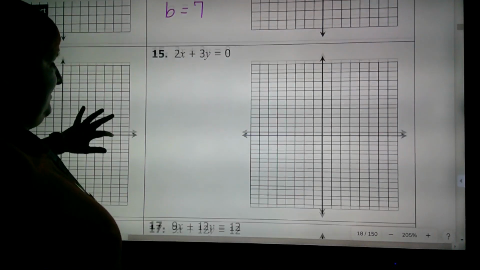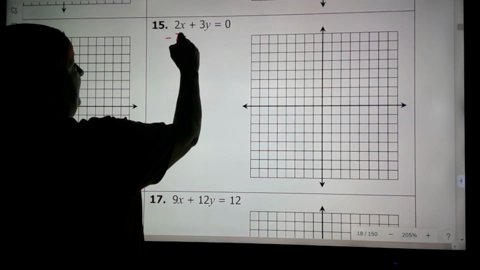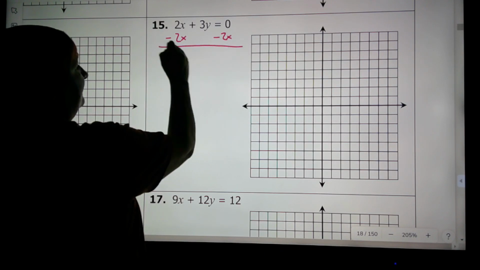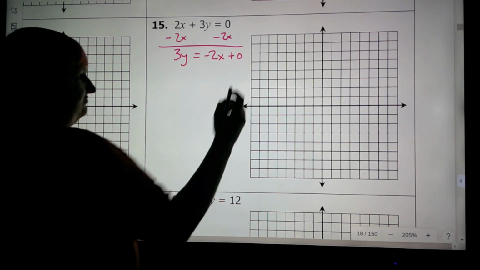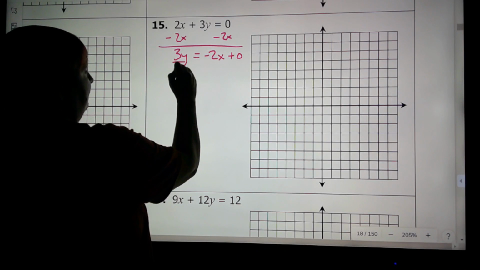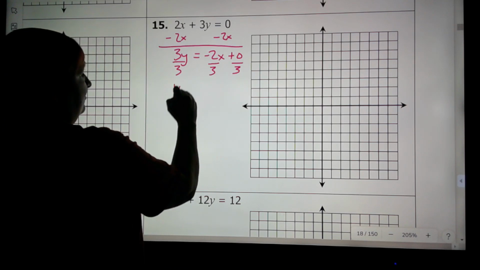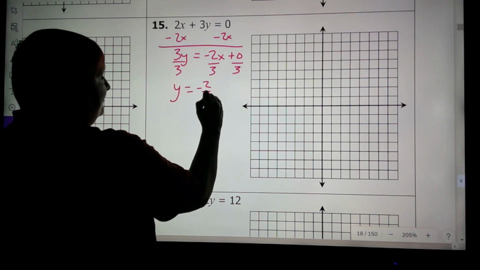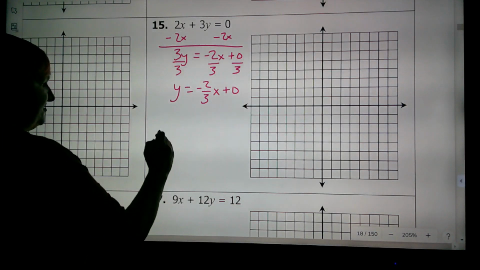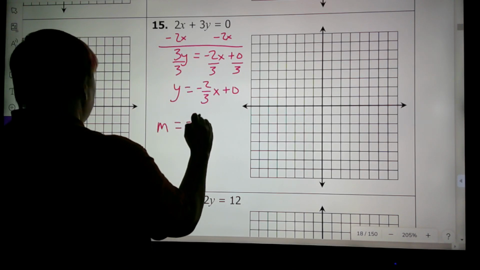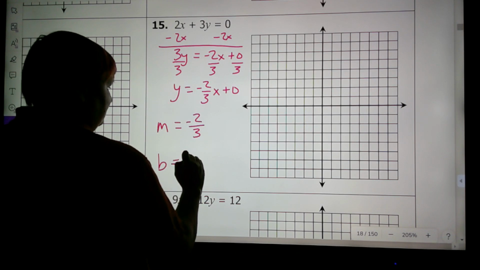Alright, 15. Negative 2x. 3y equals negative 2x plus 0. Don't need to put the 0, but it helps. Y equals negative 2 over 3x plus 0. It helps because it reminds me it's the y-intercept. So my slope is negative 2 over 3, and my y-intercept is 0.